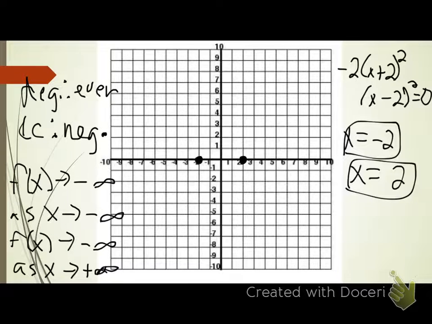Is my graph crossing or just touching the x-axis at negative 2? How do I know it's just touching? Because it's raised to an even degree. It's x plus 2 squared, right? So I know it's just touching the x-axis at negative 2, not crossing. What about at positive 2? It's just touching because it's also raised to an even degree. Does everyone see that? So I know it's not going to cross. So it's either going to dip down and touch like this, or it's going to dip up and touch like this on both of those.